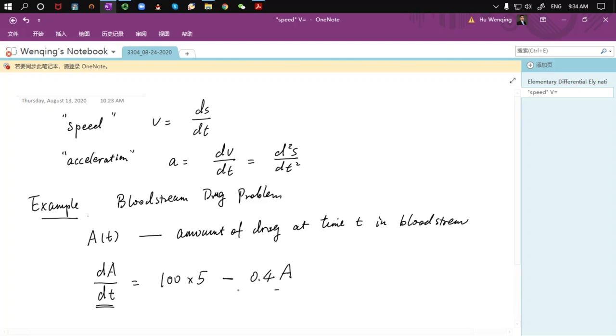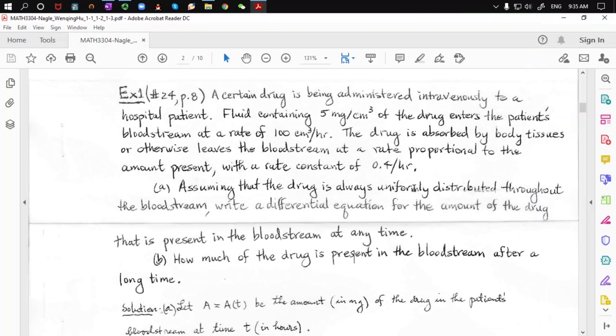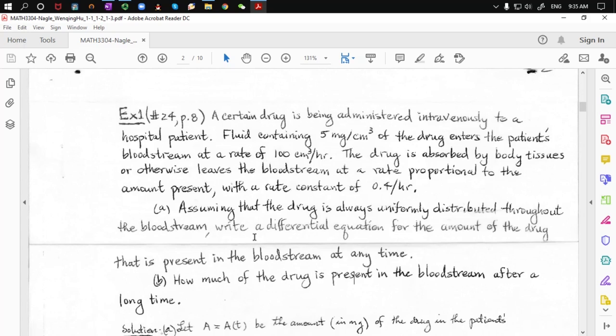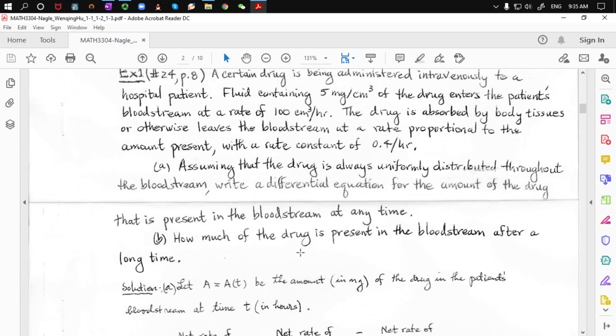It's an equation that involves an unknown quantity as a function of time. We're going to call it the amount of drug, and this amount of drug satisfies such a differential equation. So this is a typical example of a differential equation. Here we can write a differential equation at any time, right? So that's this differential equation. This is just to give you an idea of what a differential equation is.